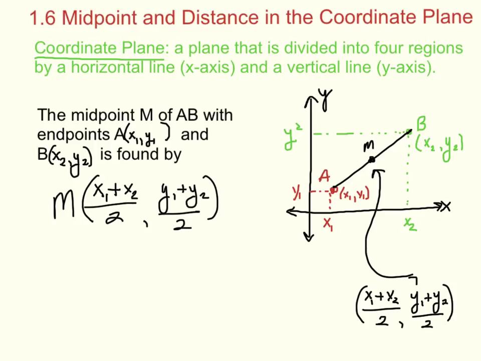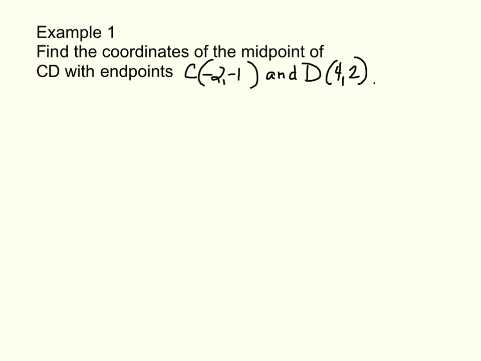So here it is. The midpoint M of segment AB with endpoints A, and then there's the coordinates, and B coordinates is found by this. You find the average of your x values, you find the average of your y values. So let's apply that. Example 1. Find the coordinates of the midpoint of segment CD with endpoints C as (-2, -1), and D as (4, 2).